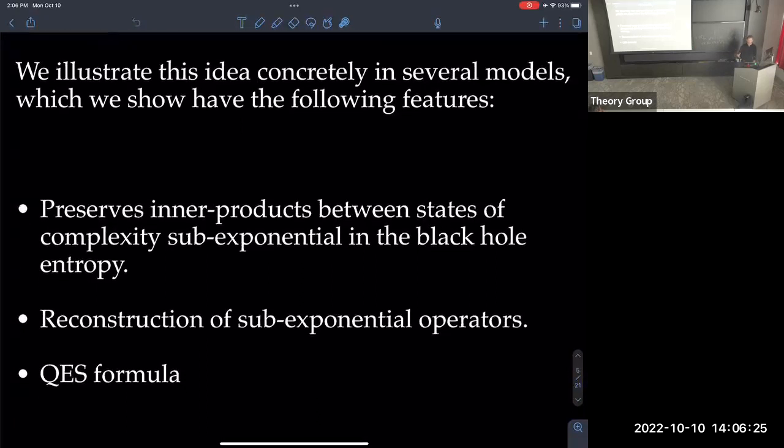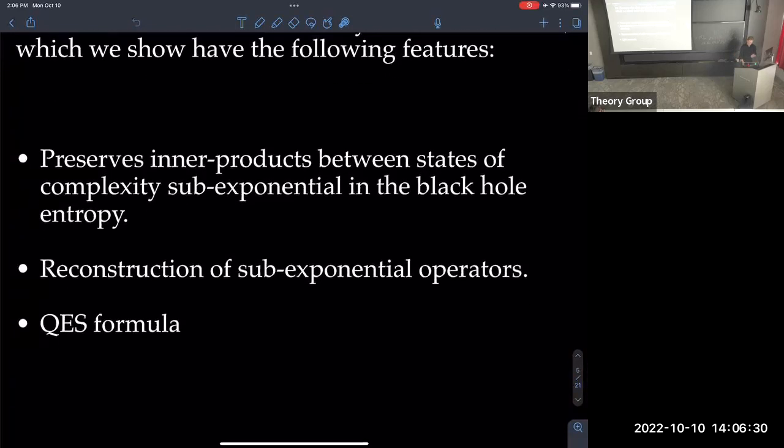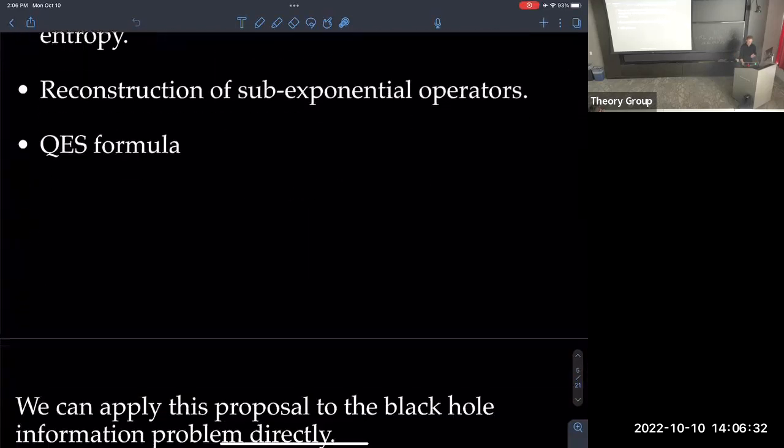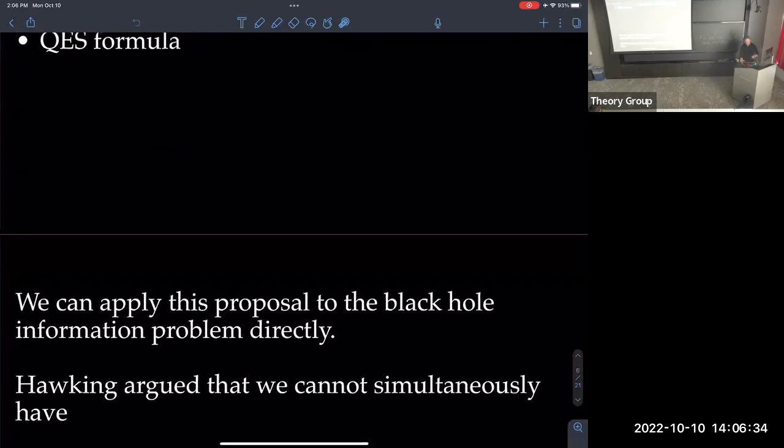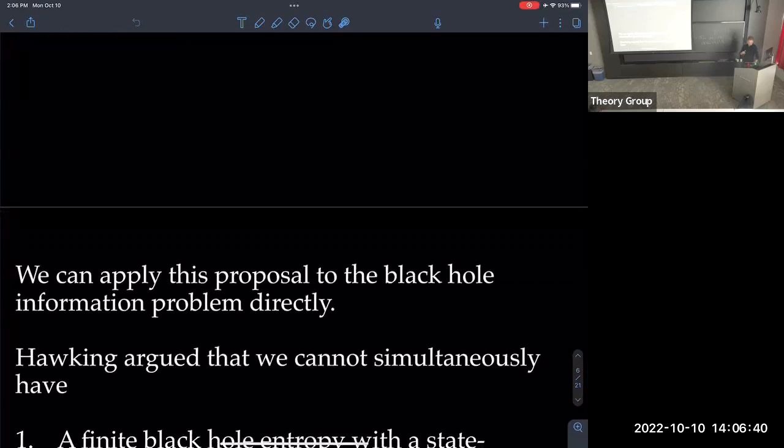And it'll match these calculations of the Page curve that happened in 2019. Now, having said that, we can apply this proposal to the black hole information problem directly. And let's see how that happens.